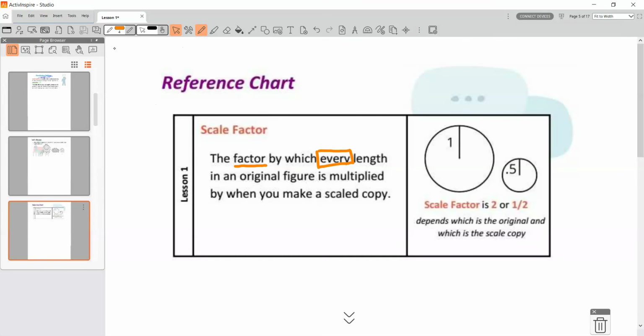Okay, so we have this original figure, which you know I like to call the OG. So we're going to have the original figure, and when we figure out the new figure length, we're going to multiply the original by that scale factor. Okay, so whatever that number is, and then that's going to equal our new length.